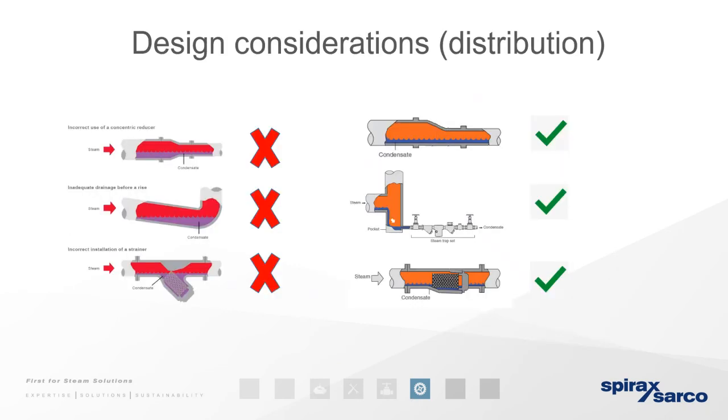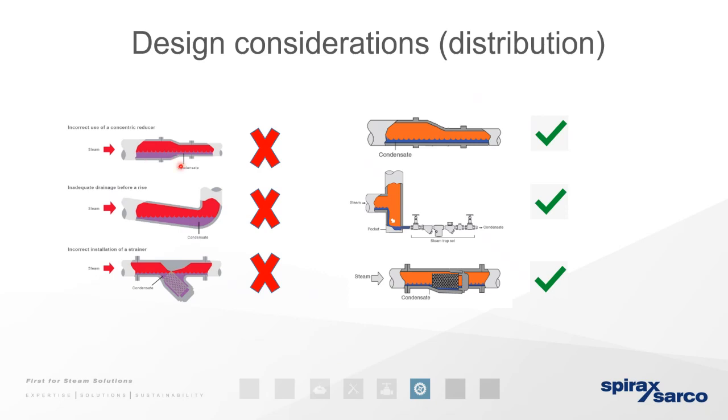When considering design for distribution, there are a couple of things that we want to have a look at. Steam is a gas, and we need to observe different methods of good working practice compared to that of liquids. For example, the use of eccentric reducers rather than concentric reducers. What this will enable is that the flow of condensate will be much smoother.